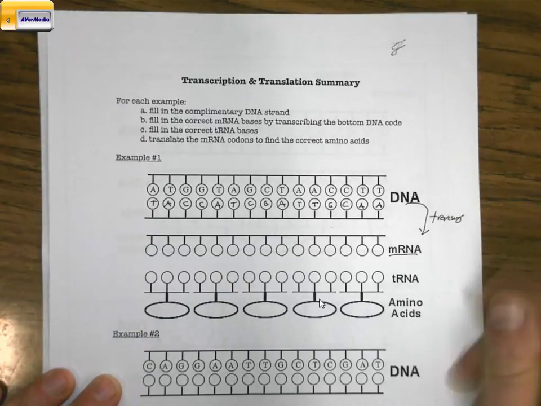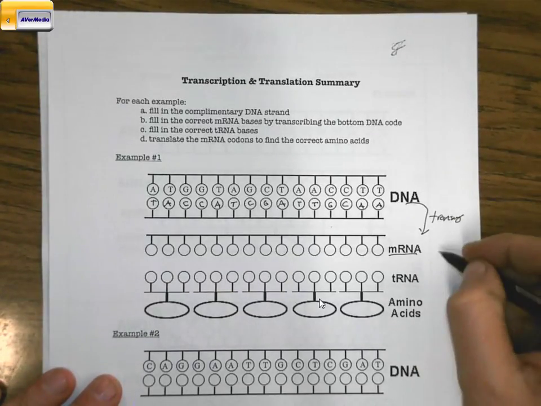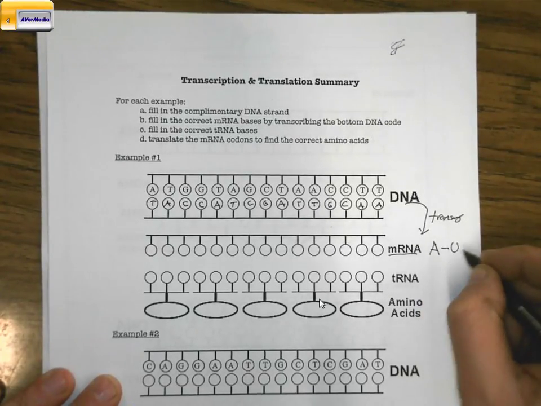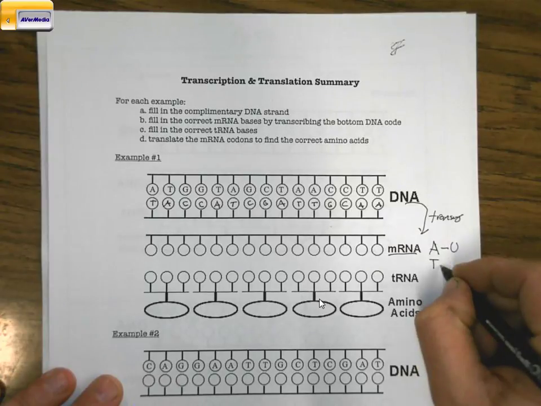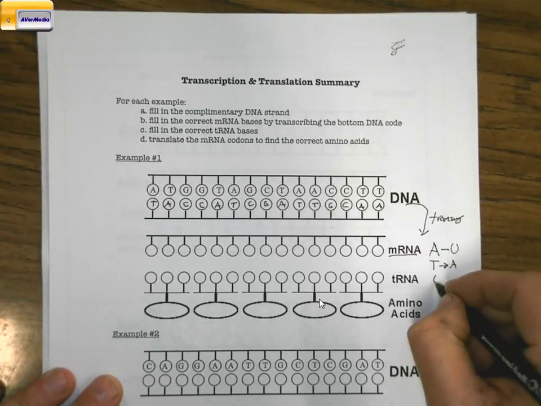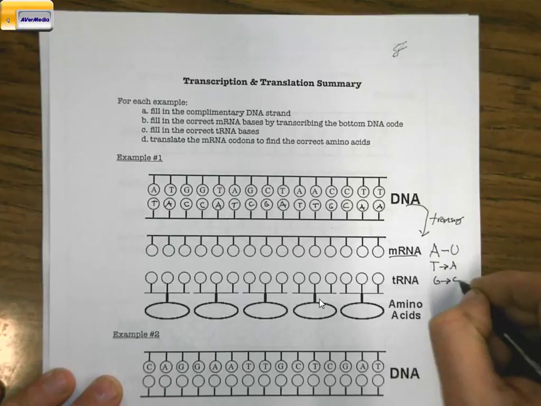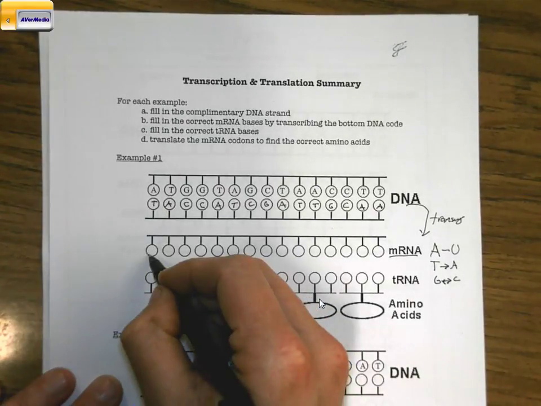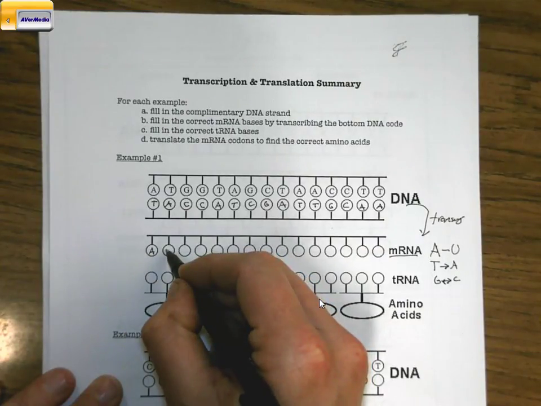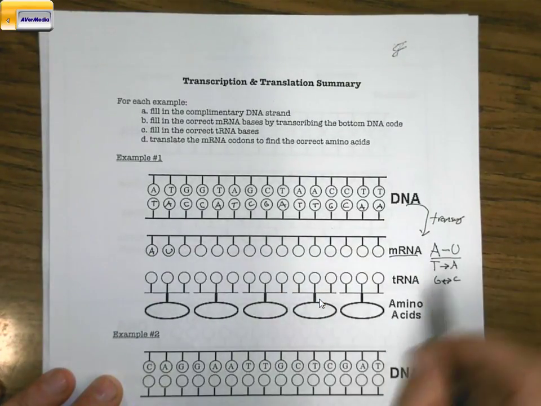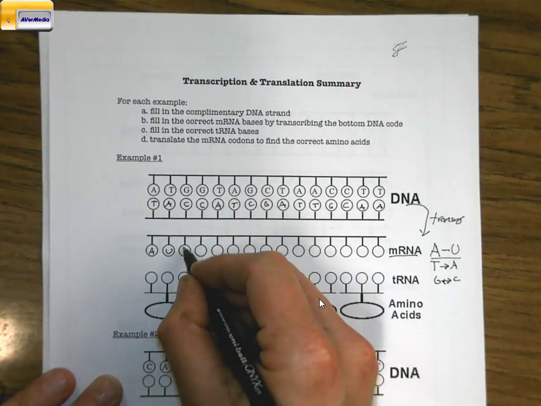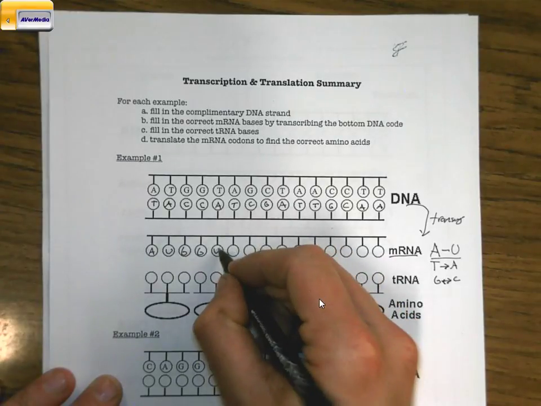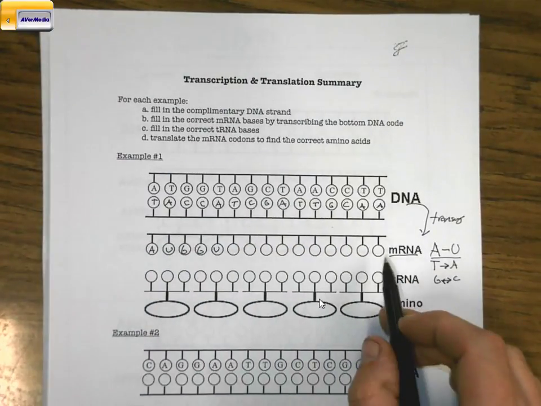Okay, so on this one, the transcription rules are A goes to U, and T goes to A, G goes to C, and C goes to G, on both sides. So for this one, T would go to A, and A would go to U, because we're using that one. A goes to U, C goes to G, C goes to G, A goes to U, and so on. And then you'd finish that whole part there.